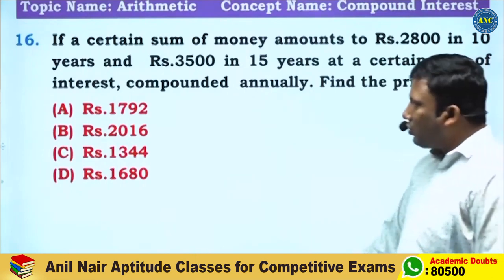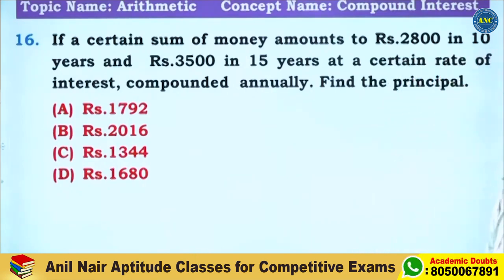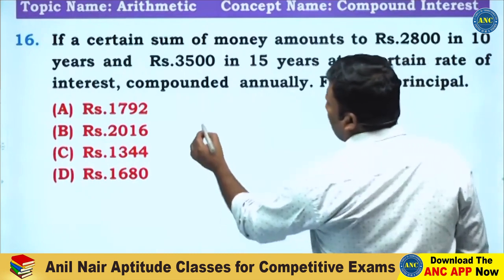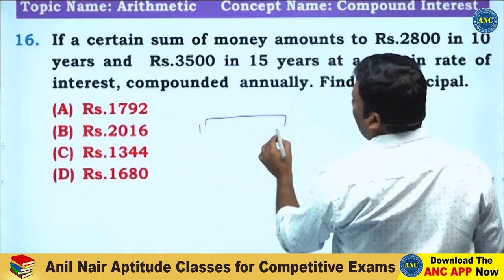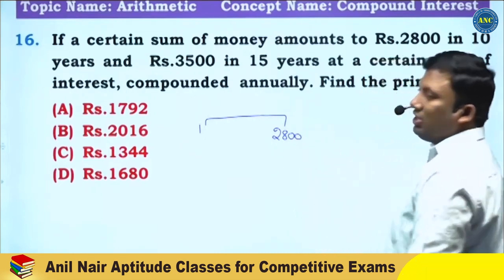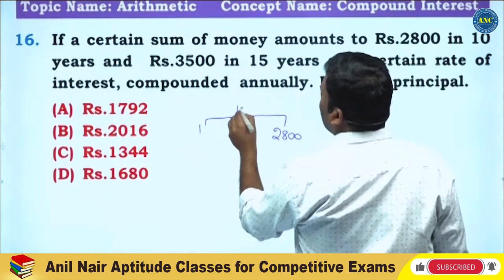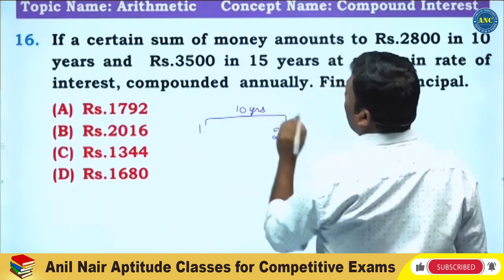Another one. Read this question, sir. This is taken from a CAT book. If a certain sum of money amounts to 2,800 in 10 years, first write down this one, sir. Easily you will get the answer. It is becoming 2,800 in how many years? 10 years you are getting it.